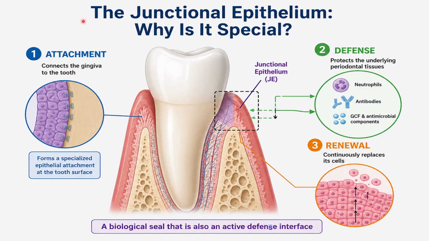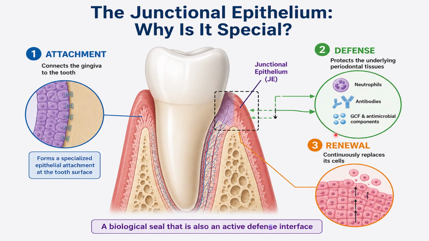So firstly comes the attachment. Junctional epithelium forms a specialized epithelial attachment at the tooth surface that attaches the gingival tissue to the tooth. Second comes the defense. The junctional epithelium allows the neutrophils, antibodies, GCF and antimicrobial components to move towards the gingival sulcus where they can help to control whenever there is a microbial challenge. So junctional epithelium is not just a wall, it's an active defense interface.